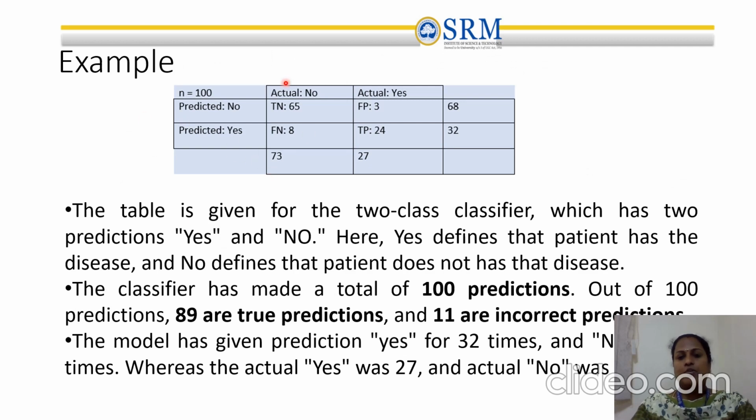So a numerical explanation is also given for the confusion matrix. This table gives a two-class classifier which has the prediction yes or no. Here yes means that the person has a disease and no means the person does not have the disease. This classifier has made a total of 100 predictions. Out of 100 predictions, 89 are correct and 11 are incorrect. The model has given the prediction yes 32 times and no 27 times.